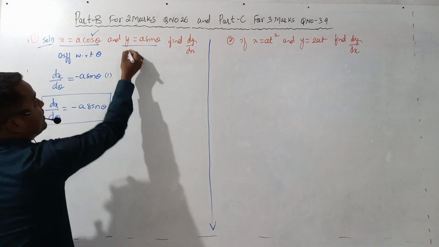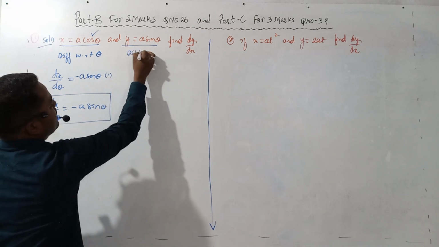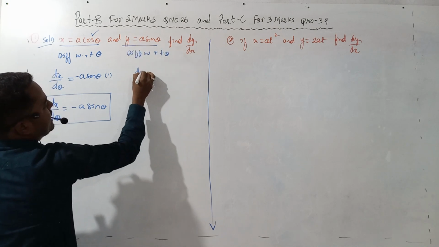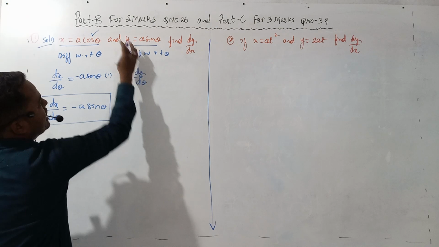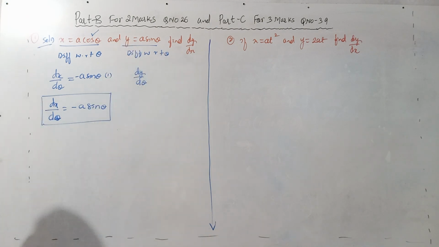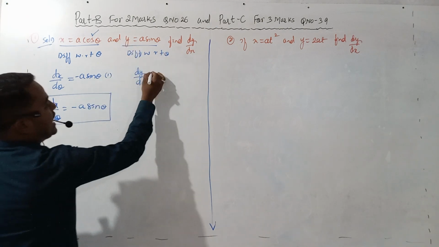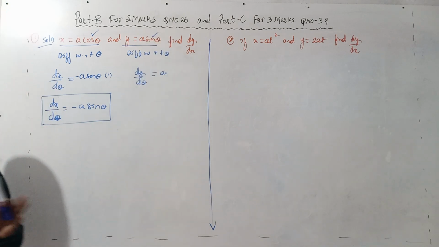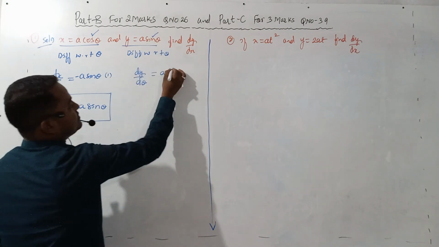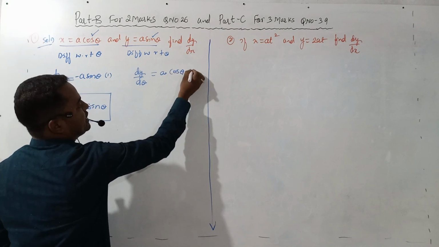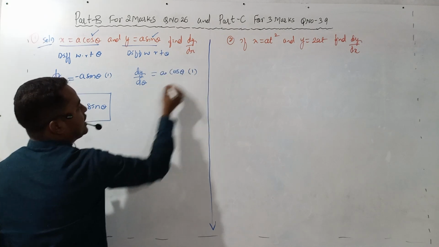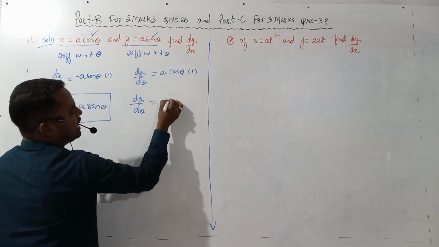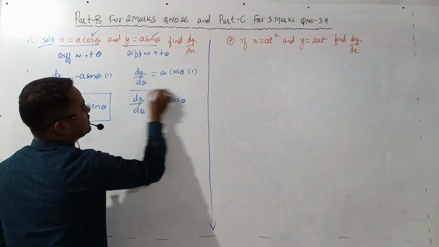Similarly, we have to differentiate this one with respect to theta. That is dy by d theta. The derivative of y with respect to theta is dy by d theta. Then this a stays as it is, because it is a constant. What is the function here? Sin. The derivative of sin theta is cos theta. The derivative of theta with respect to theta is 1. Now dy by d theta is equal to a cos theta.